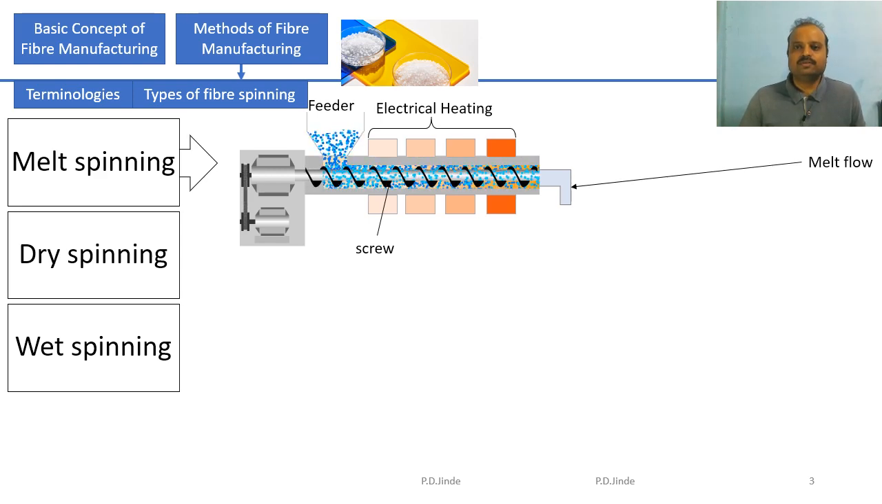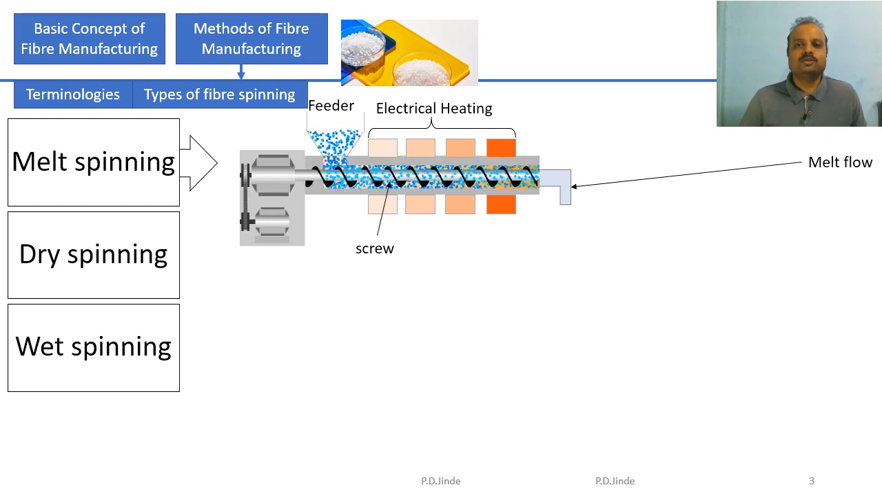The process of feeding and melting is a continuous process, operated by a screw mechanism. The rotation of the screw moves the solid polymeric granules forward, and while moving forward, these granules get melted into a thick viscous liquid.